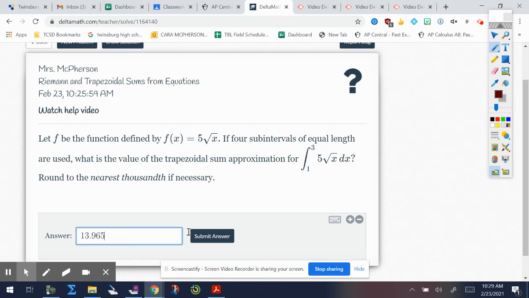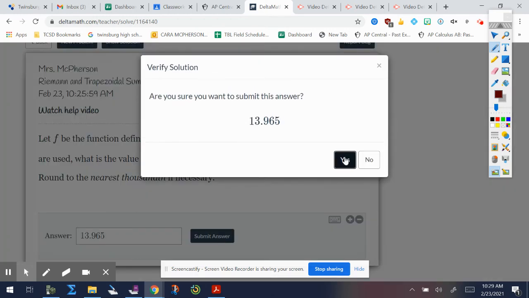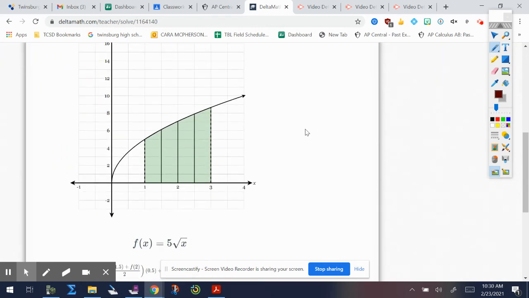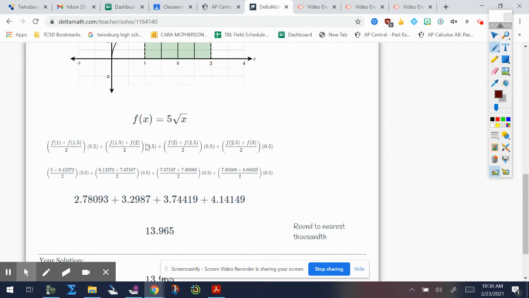So let me put this in here, and then let's take a look at how they write it out, because maybe they write it out in a way that makes more sense to you. So they found the width. They do have a picture, which is nice. So we're putting in 1 and 1.5, then 1.5 and 2, then 2 and 2.5, 2.5 and 3. I kind of streamlined it.